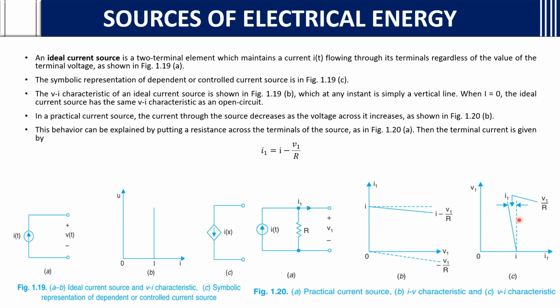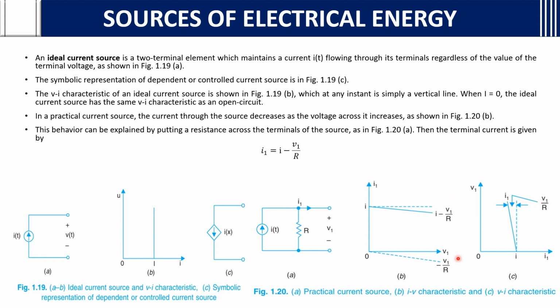This behavior can be explained by putting a resistance across the terminals of the source. In a practical current source, the current through the source will be decreasing as the voltage across it is increasing. As voltage is increasing, what is happening? The current is decreasing.